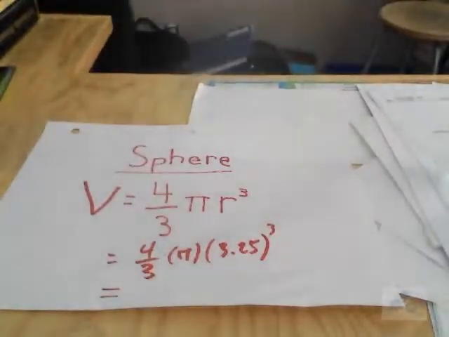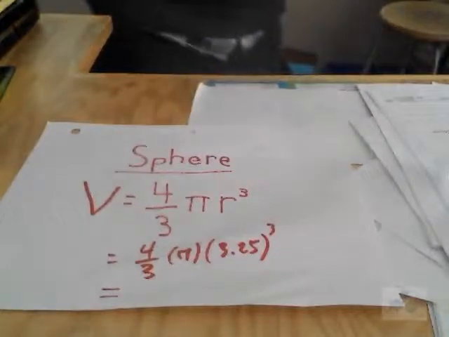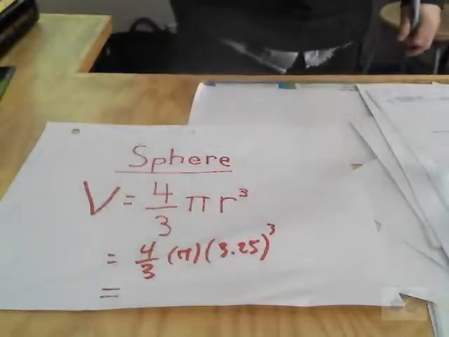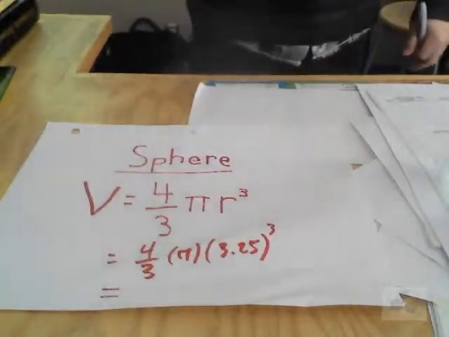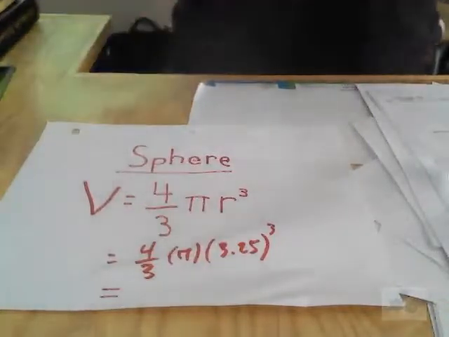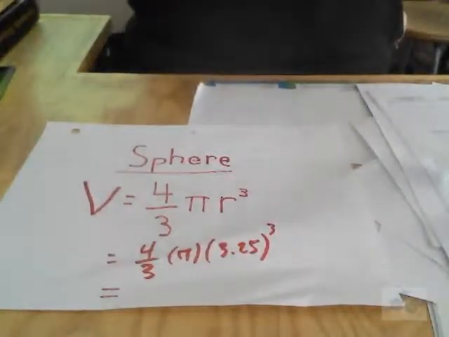And if you're wondering how to do the 4/3, you can just do 4 times pi times 3.25 cubed, and then all divided by 3. You can do that as well. So what do you get for an answer when you guys come up? What does it come up with?